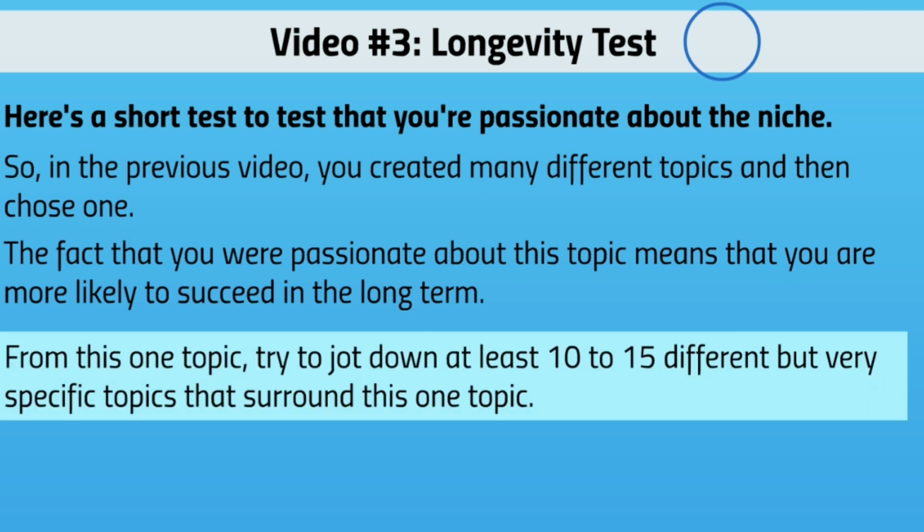So here's what I want you to do. I want you to get a timer, whether it's your phone or your watch. From this topic, what I want you to do is try to jot down at least 10 to 15 different but very specific topics around this one topic. So in other words, let's do half an hour. And let's see how fast you can create specific topics around this niche.